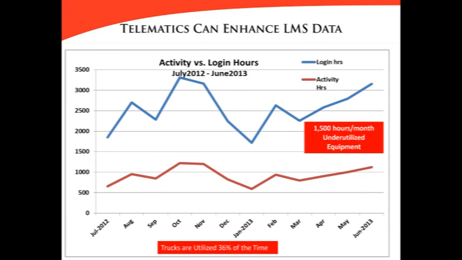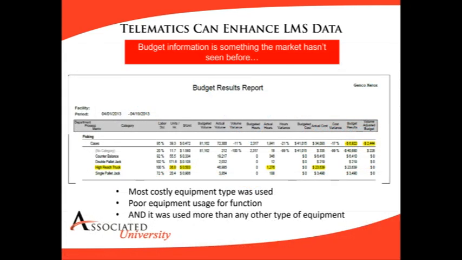And what they found was 1,500 hours per month of underutilized equipment. The trucks are utilized only 36% of the time that they're on the floor. So that allowed them to adjust not only their equipment but their employees to find savings. They also found that with this technology they were able to go to a P&L type format and look at how cases were being picked. Cases were to be picked with the pallet jacks, but what they found was the employees were choosing to use high reach trucks to do the case picking.